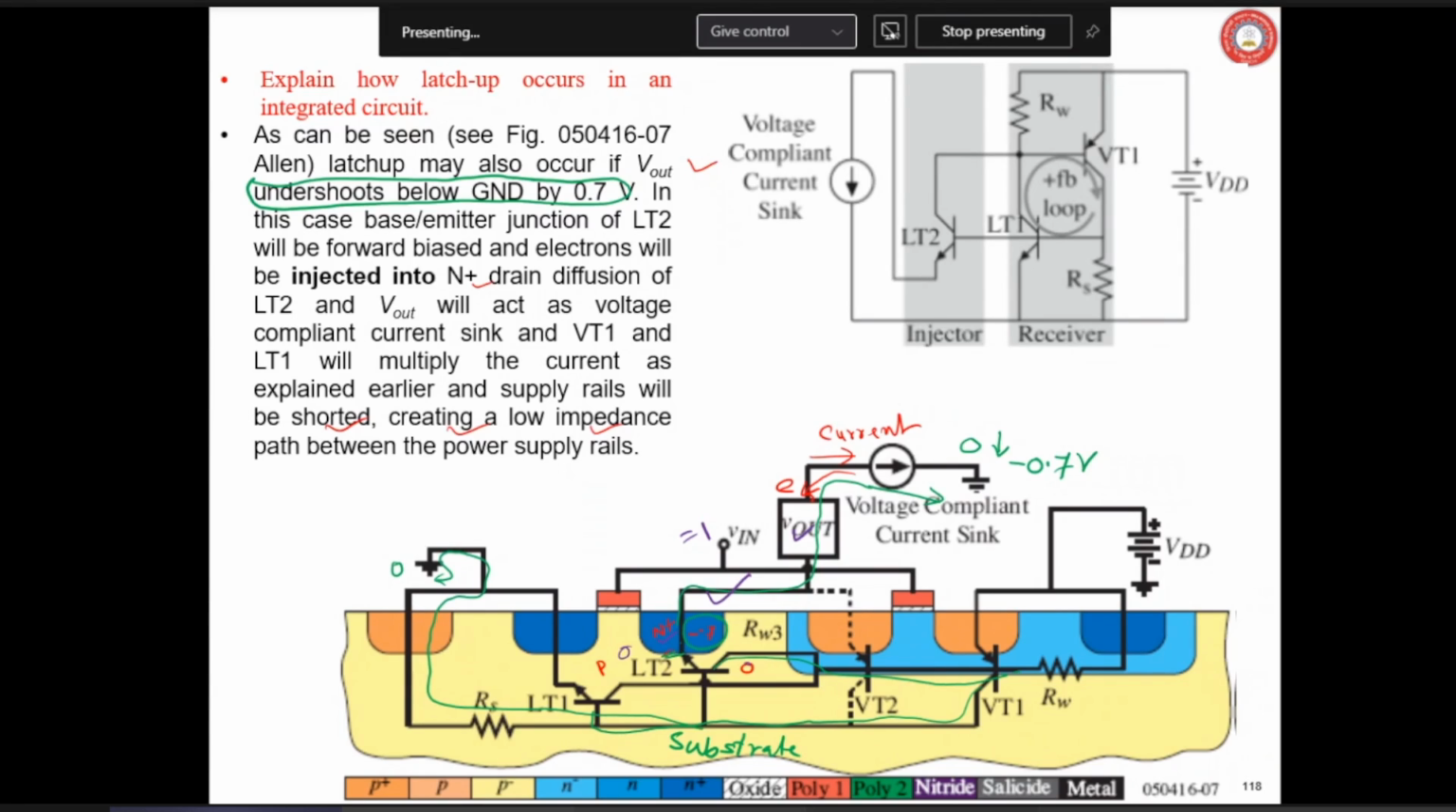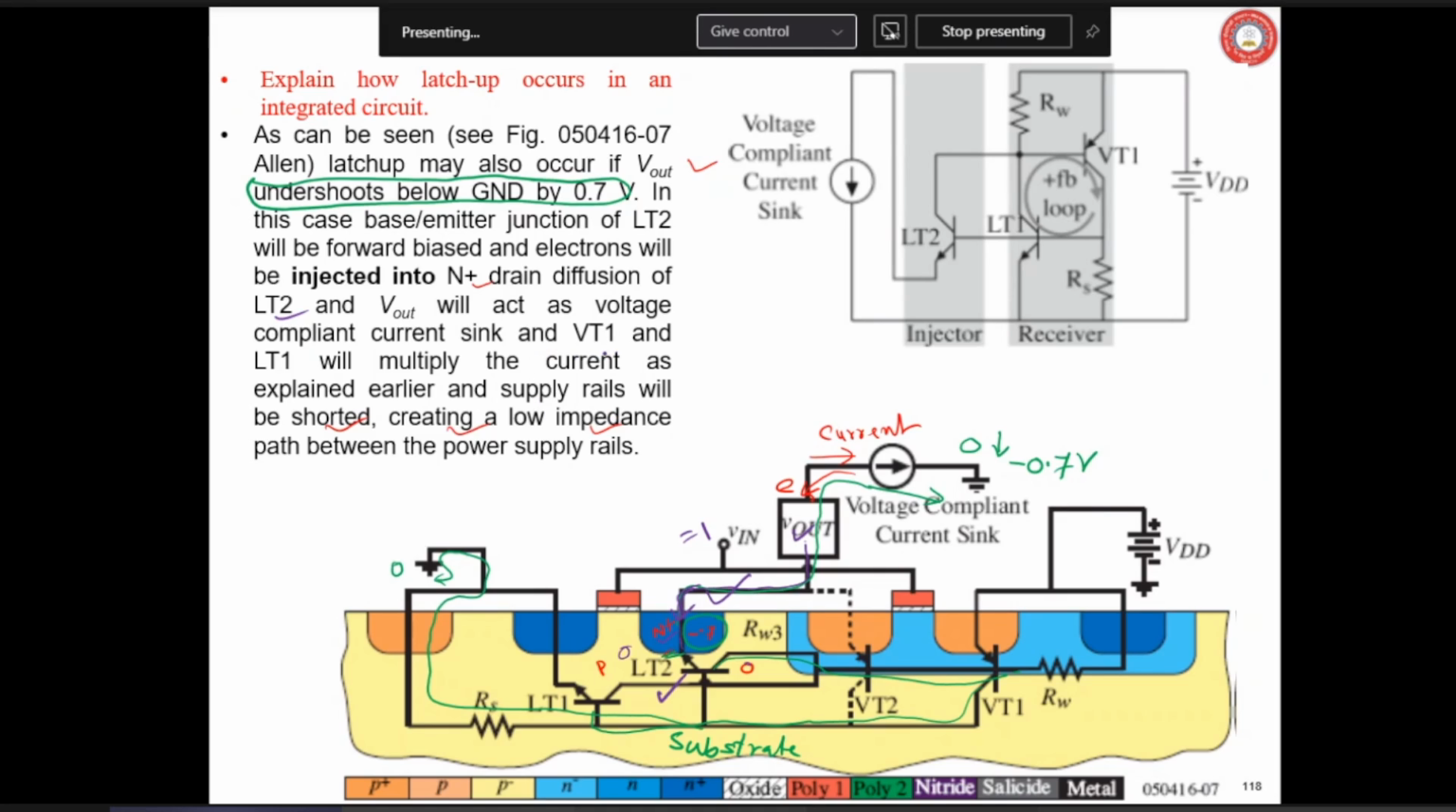So what will happen? Let us read what is written here. In this case, the base emitter junction of LT2 will be forward biased and electrons will be injected into the N plus drain of the LT2, in this direction. And Vout will act as a voltage compliant current sink. If electrons are coming in this direction, then current will flow in the opposite direction. The output node is going to sink the current. Understood?